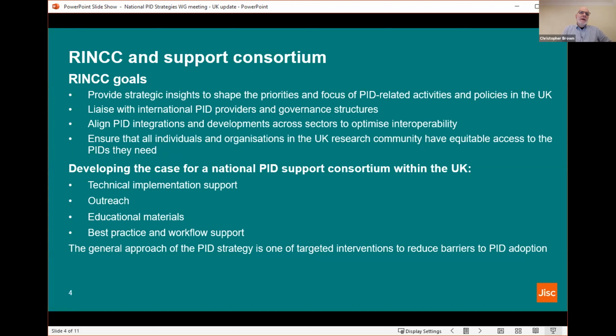That can help with developing the case. I'm not saying we have a national PID support consortium, because we don't. We're developing the case for one, and what that could provide is technical implementation support, outreach, education materials, guidance, best practice and workflow support. We talk about national PID strategies. Can I say the UK has a strategy? We have elements of a strategy, but we're trying to develop a PID strategy with all these different parts to target interventions to reduce the barriers to PID adoption. That's ongoing work, so it's not really established as such.